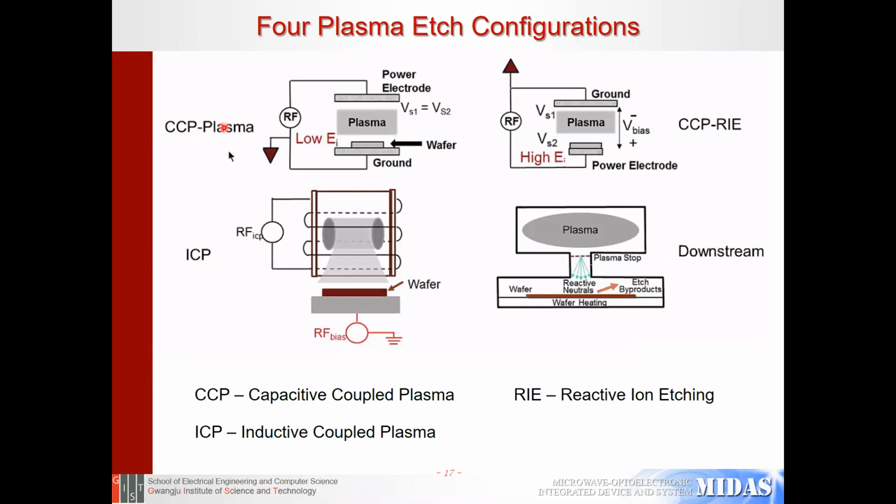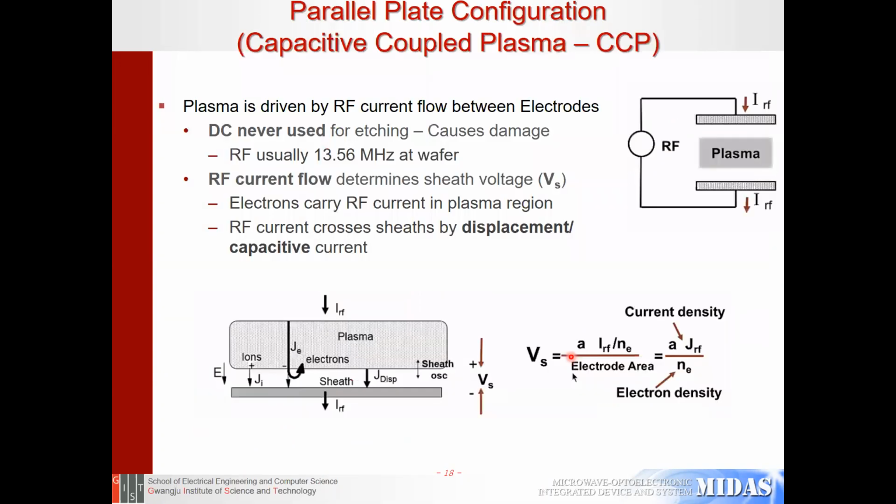there are two modes. The first one is the plasma mode, where we have equal electrodes, and the RIE mode, where one electrode is smaller than the other. And I will talk about the ICP mode, which is the inductive coupled plasma mode. And finally, we will see the downstream plasmas. So, starting with the CCP plasma mode.